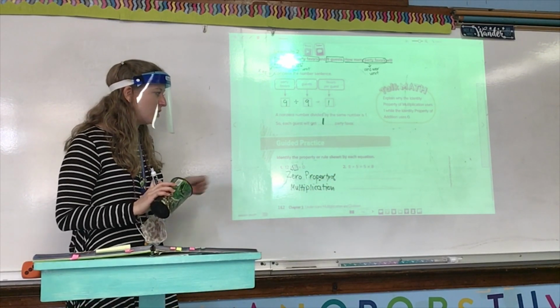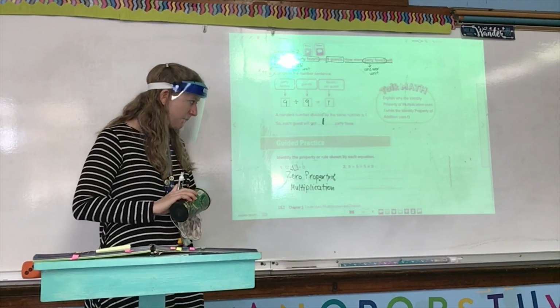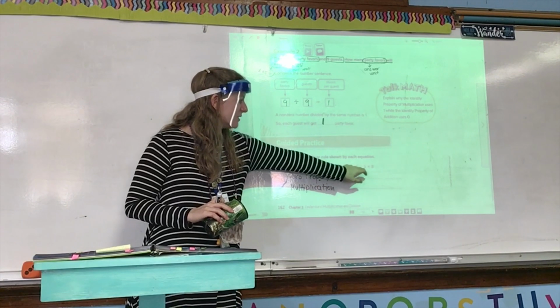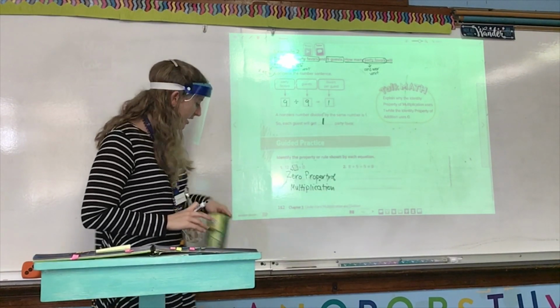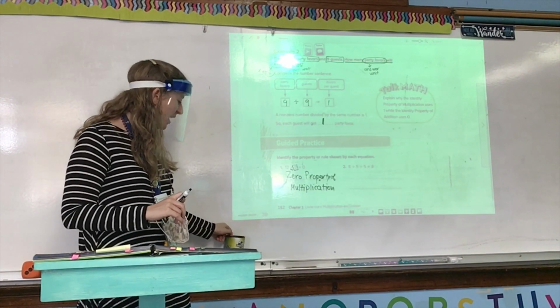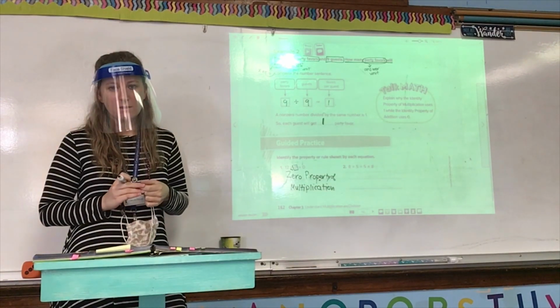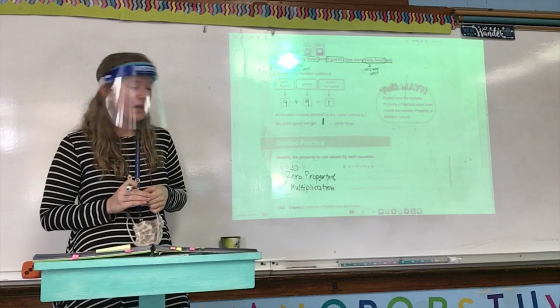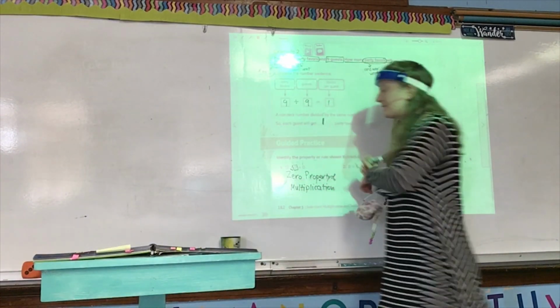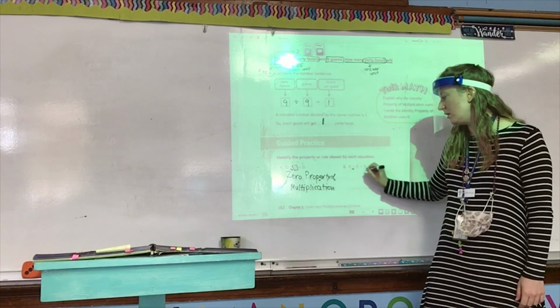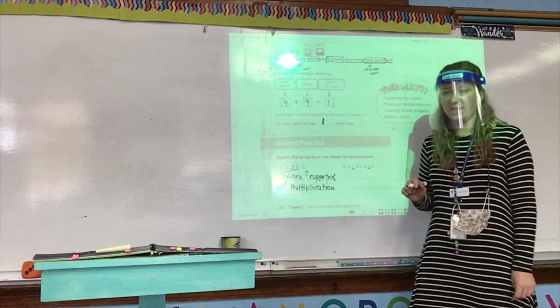Now let's look at number 2. We have 8 times 5 equals 5 times 8. First of all, are we going to be writing a property or a rule as the answer? We're going to write a property. How do you know that? Because we have what operation symbol? We have a multiplication. Good.